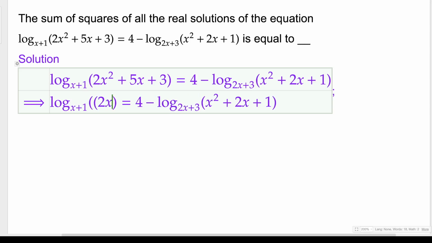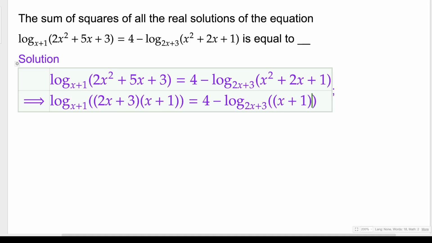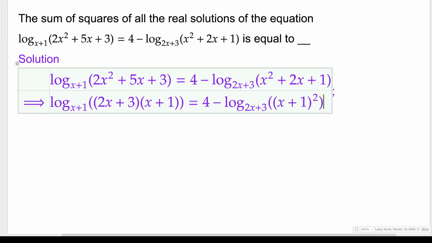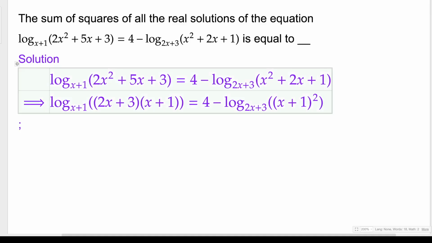So this can be written as 2x plus 3 times x plus 1. And this can be factored as, you can clearly observe, this is nothing but x plus 1 whole square. So this is x plus 1 whole square. Now, moving further, towards the next step.